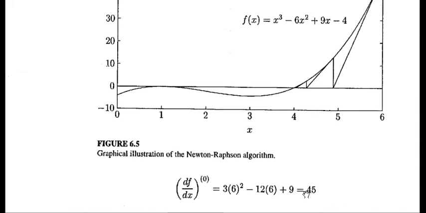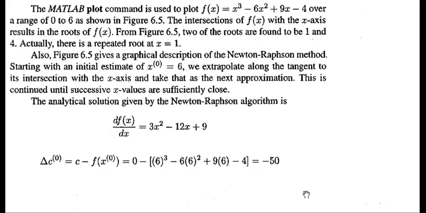Sir, before that, one small question, sir. Can you kindly go up? Here you did del C of 0 equal to C minus F of X0. Yes, sir. So here, why did you take the value of C to be 0 in this part?